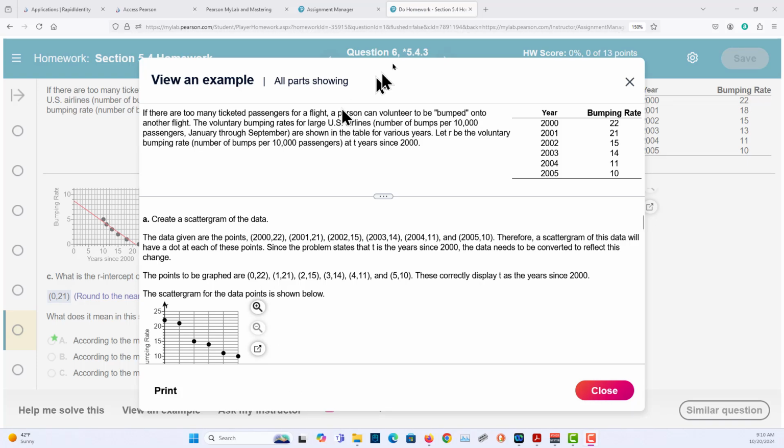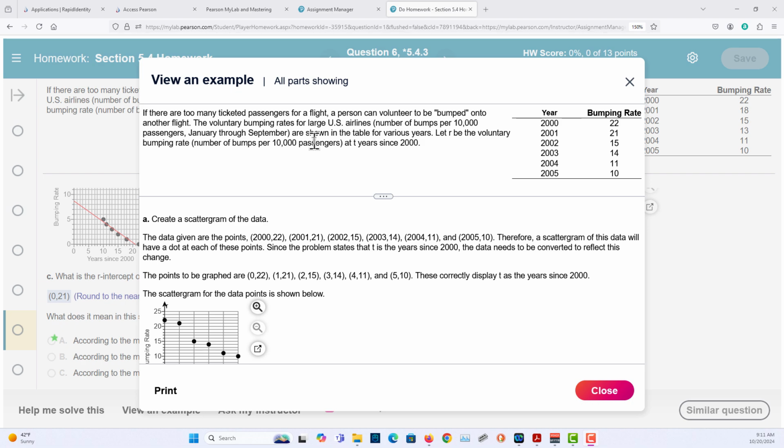Okay, this is chapter 5, section 4, problem 3, second edition. If there are too many ticket passes on a flight, a person can volunteer to be bumped onto another flight. The volunteer bumping rates for large airlines, number of bumps per 10,000 passengers, January through September, are shown in the table for various years.